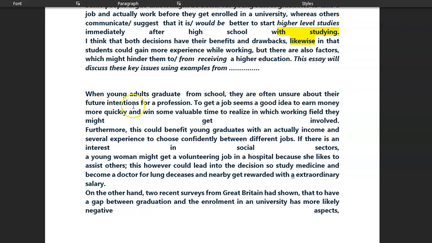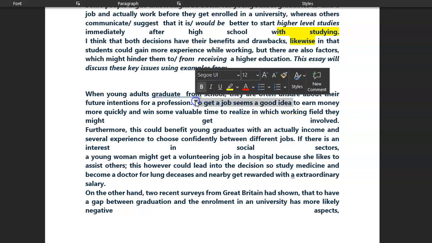they're often unsure about their future intentions for a profession. Good. To get a job seems a good idea to earn money more quickly and win some valuable time to realize in which working field they might get involved. Okay. To get a job seems like a good idea is too informal. It's what you might say if you're speaking to someone, but it is not formal enough writing.